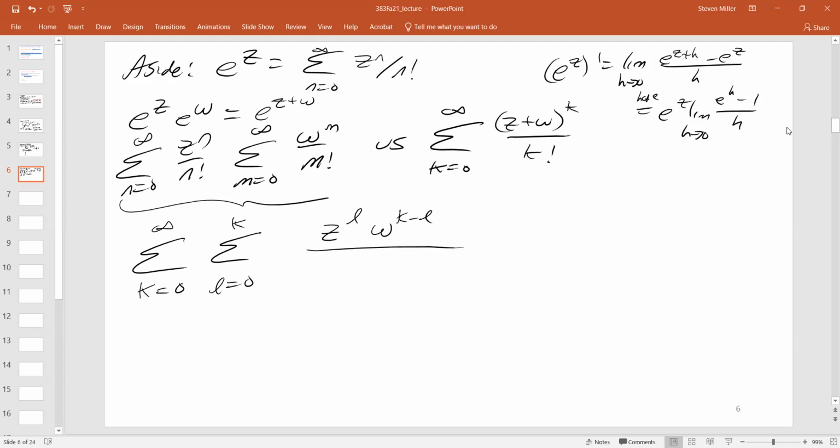And I'll need people to be quiet in just one moment. Divided by L factorial, (k minus L) factorial. So if you listen really closely, this expression is screaming at you that it wants something. What does this want?